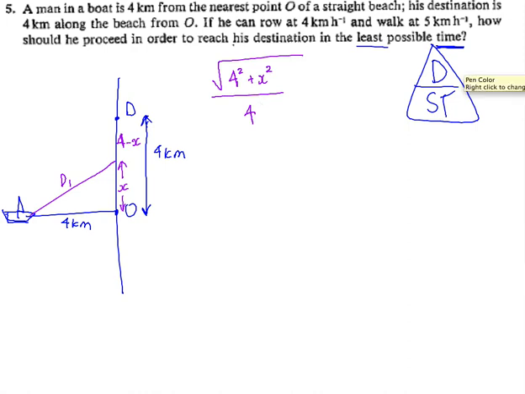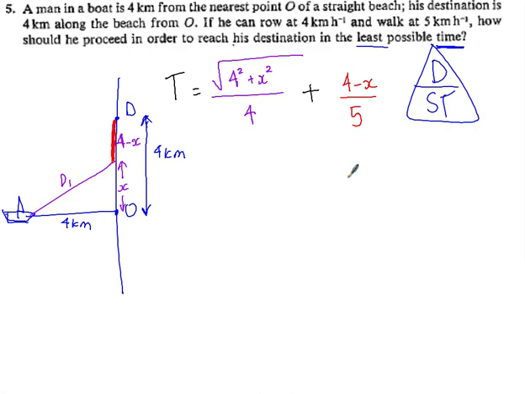Alright, then our next bit he's travelling is just there. And that distance is 4 minus x, and his speed is 5 kilometres per hour. Okay, so the total time that it will take him to get to his destination is that time plus that time. So this is his total time. Remember, time is distance divided by speed. This was the time it'll take for him to row, and this is the time it takes for him to walk along the beach.